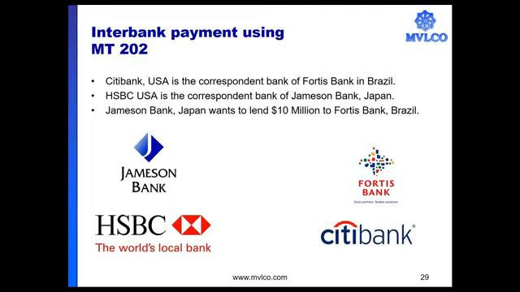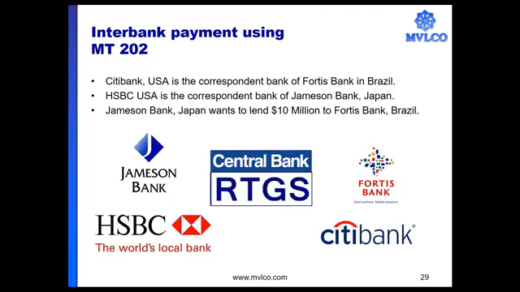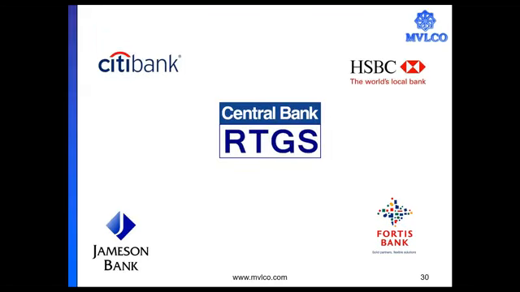Since the transaction of payment is in USA, I will use the US RTGS system there, which is the Fedwire RTGS system. Let's understand the process. Now in this example, Jameson and Fortis enter into a transaction with each other.